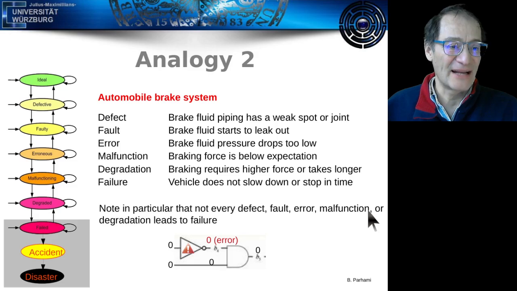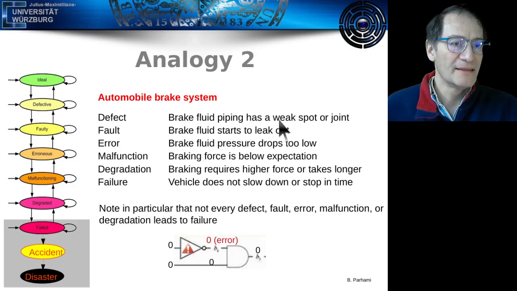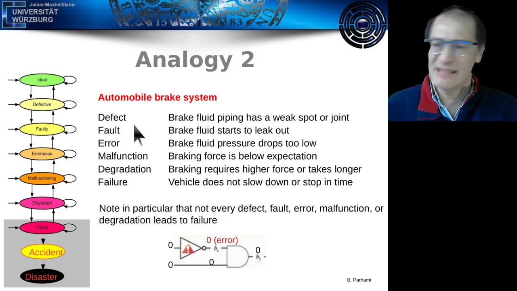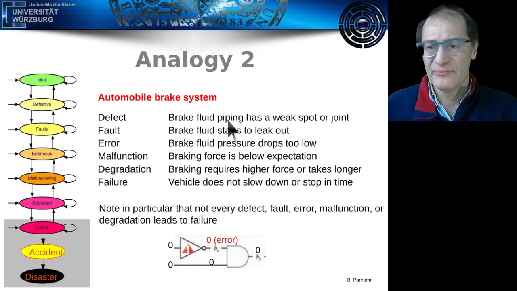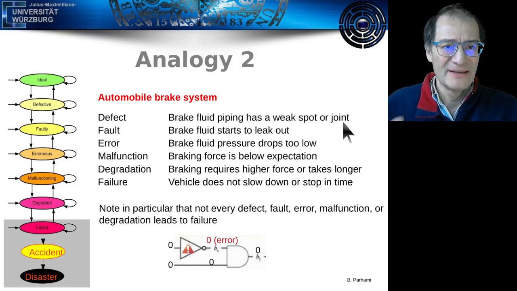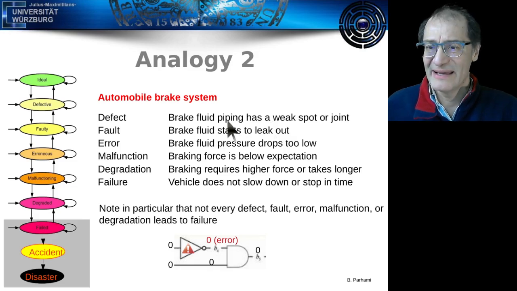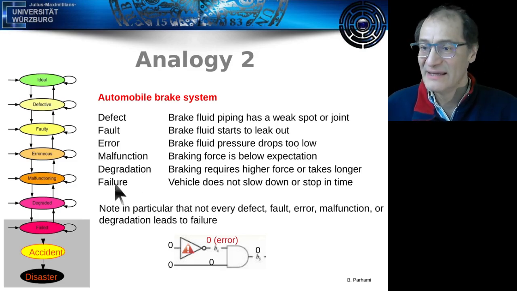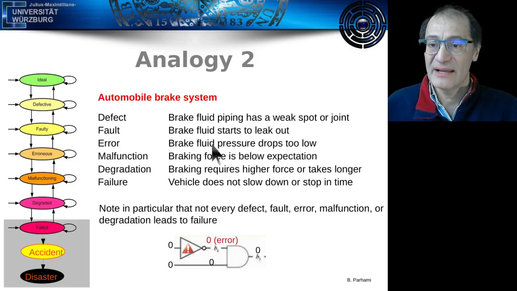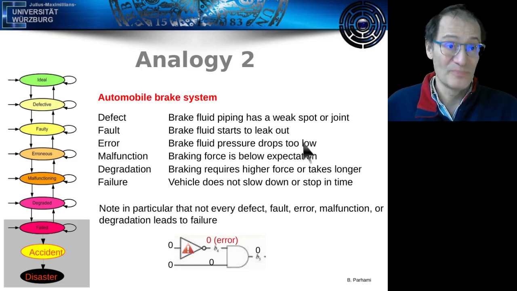Okay, a second analogy. Now let's take this analogy looking at a car, the braking system of a car. It begins with a defect. The brake fluid pipeline has a weak spot, or joint. So there is something wrong in the brake fluid pipeline. Then we have a fault. The brake fluid starts to leak out, so we are losing hydraulic. Then we have the error. The brake fluid pressure drops too low.